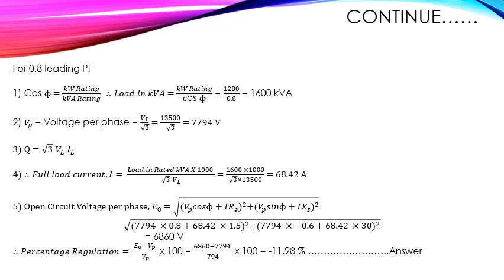Then put that values in equation. E0 is equal to root of (Vp cos phi plus I Re) whole square plus (Vp sin phi plus I Xs) whole square. Then we get the voltage per phase at 6860 volts, right? So put that E0 and Vp in the percentage regulation equation, that is E0 minus Vp by Vp into 100. Then the regulation is minus 11.98 percentage, as it is a leading power factor, that's why the regulation is in minus.